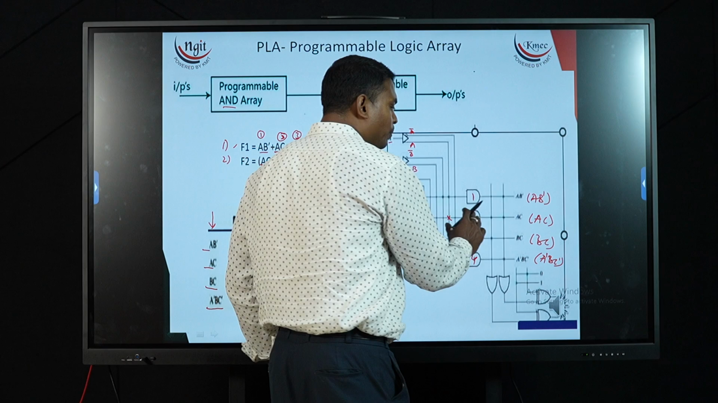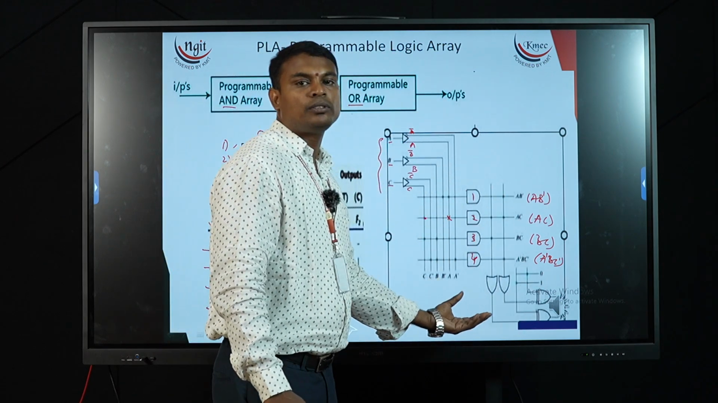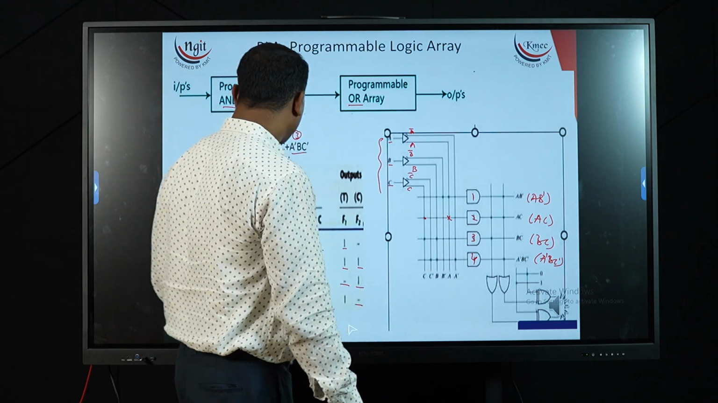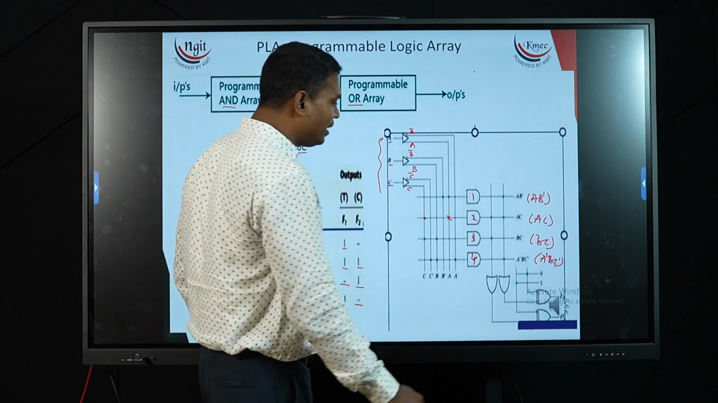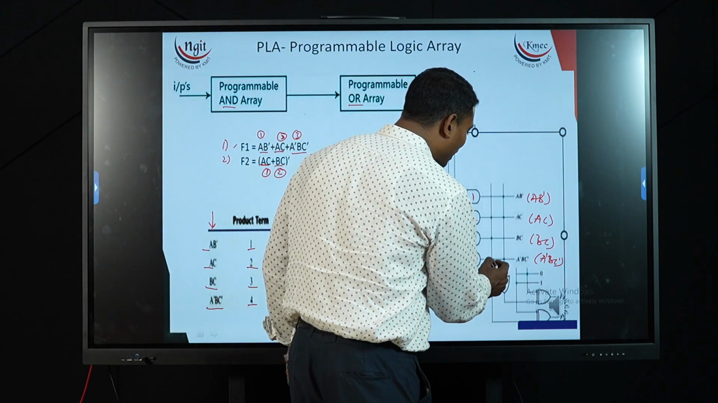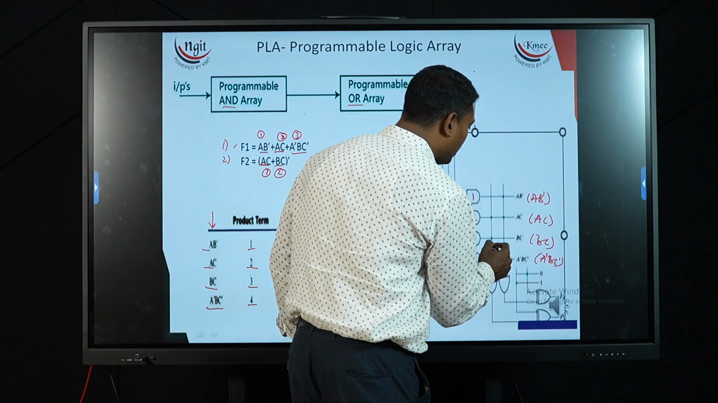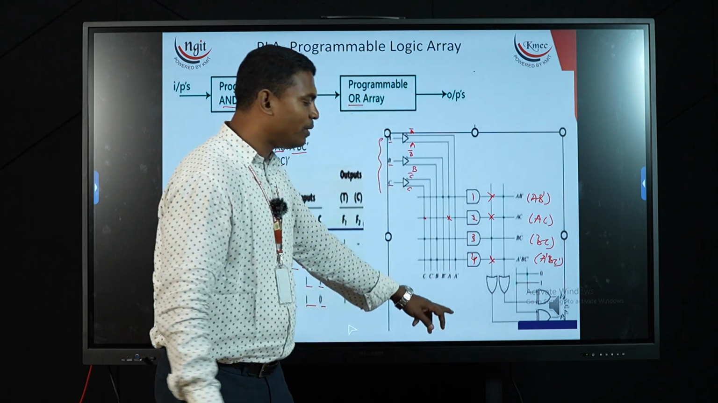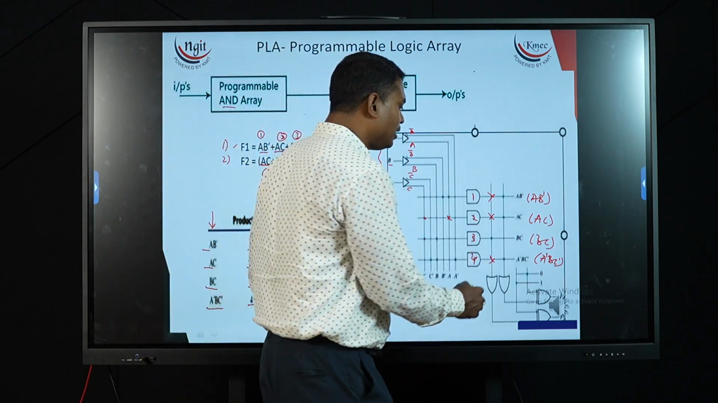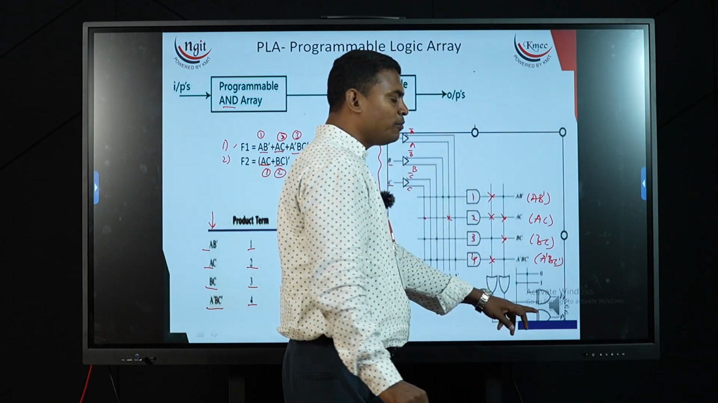Now, after programming my product terms, I need to sum up all those required product terms. So the first F1 function got three product terms. So the three things will be mapped onto my F1 function. So this is F1 function, that is A dash B C dash, AC and AB dash is mapped onto my first OR gate. Second OR gate is mapped with AC and BC, which is giving me F2 function.